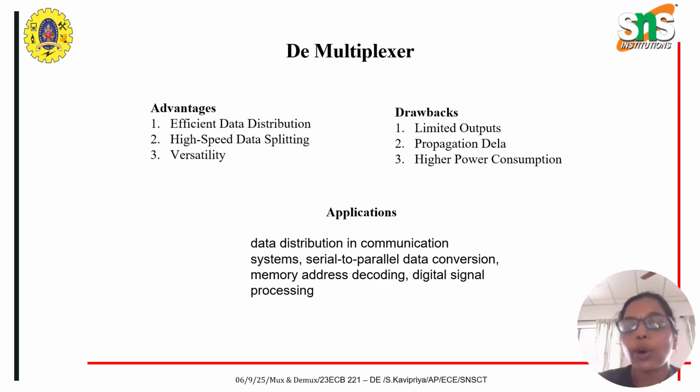And next, what are the advantages, drawbacks and applications of the demultiplexer? It gives efficient data distribution. Multiplexer is transmission and demultiplexer is distribution. High speed data splitting is possible in a demultiplexer, and it is versatile, supporting a variety of applications. The drawbacks are that the output is limited, and there is a chance of propagation delay and high power consumption. Applications are data distribution in communication systems, serial to parallel conversion, and memory address decoding.